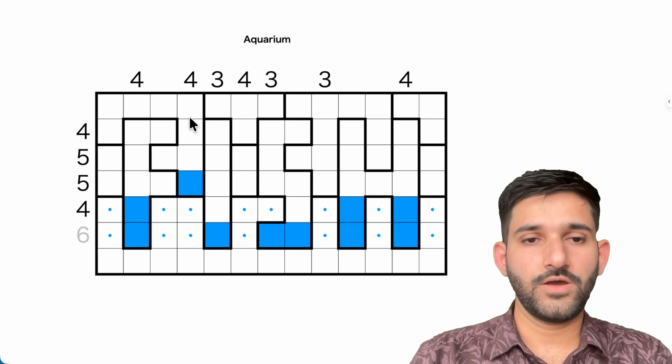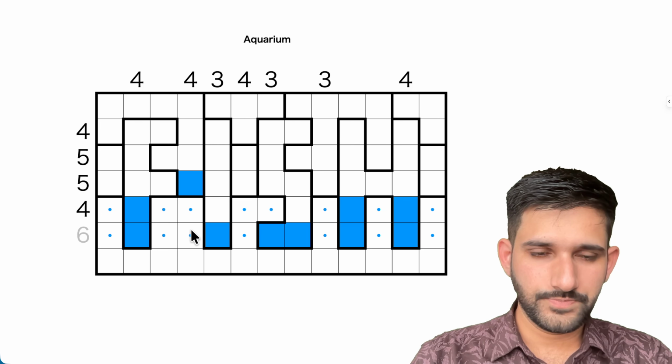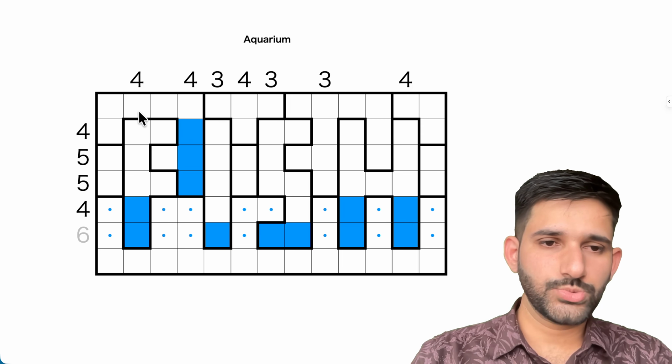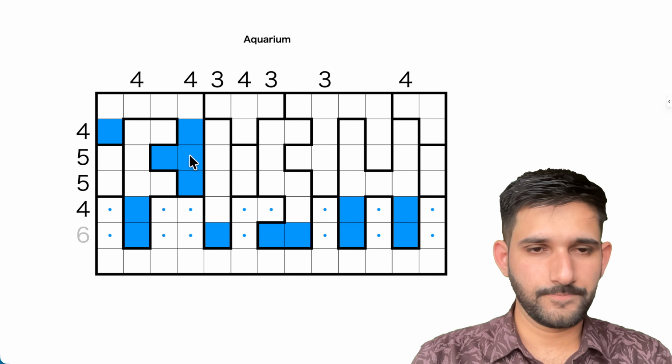Now look at this column. Since we need four cells that contain water, we need to have at least water in these three cells. And since we have to maintain the level of water, this cell and this cell will also contain water. That is right.